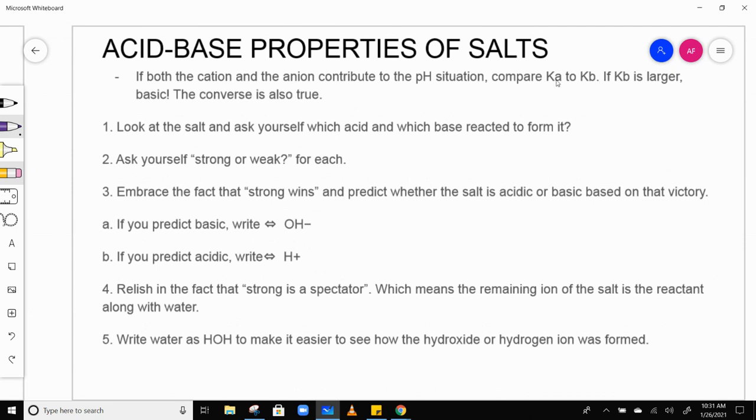So if Ka is larger, it's acidic. If Kb is larger, then basic. But let's not worry about that right now. Let's look at this.